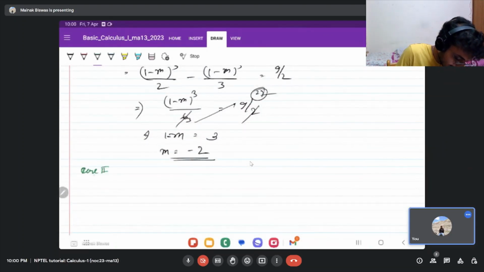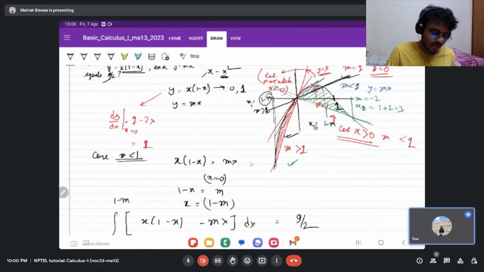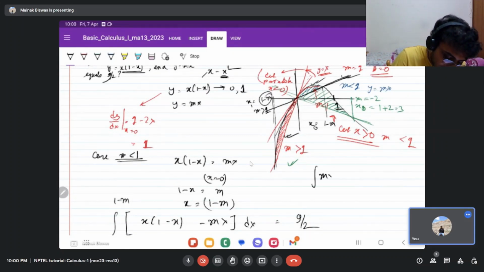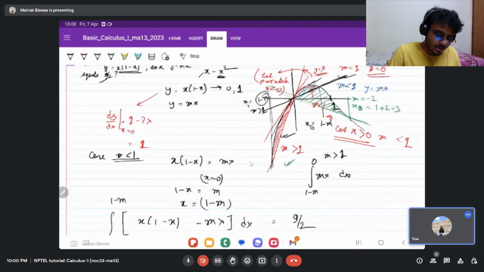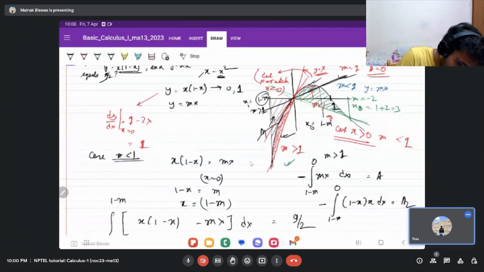Case 2, m greater than 1 is this area, right? So in this case we can clearly see this curve is below. So the integral of mx minus (1 minus m) greater than 1 to 0 dx is less than 0, right? This is a negative area, your area A1, minus the integral from 1 minus m to 0 of (1 minus x) dx is the A2, or the area under this curve, A2, and this is your A1.